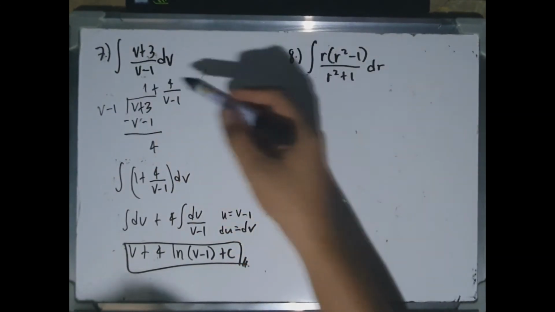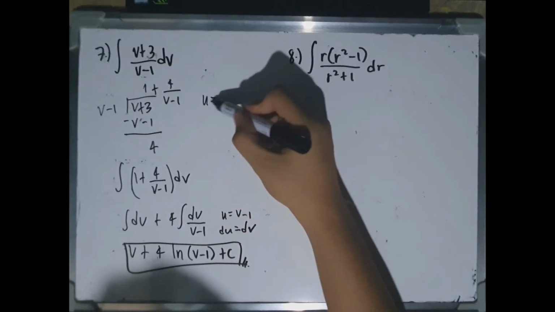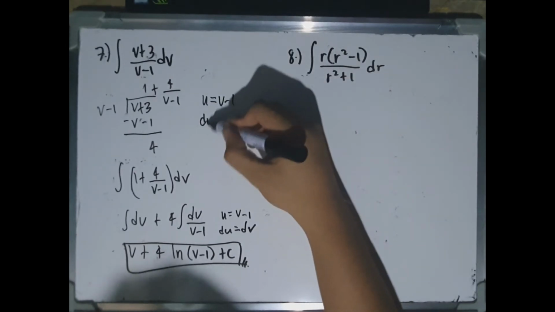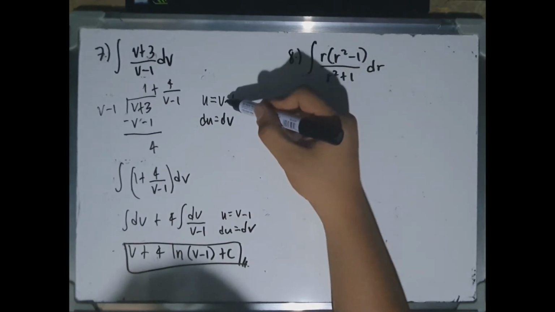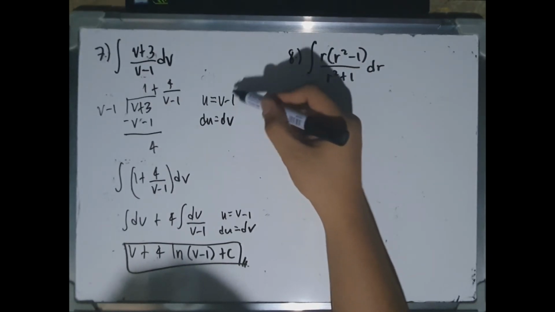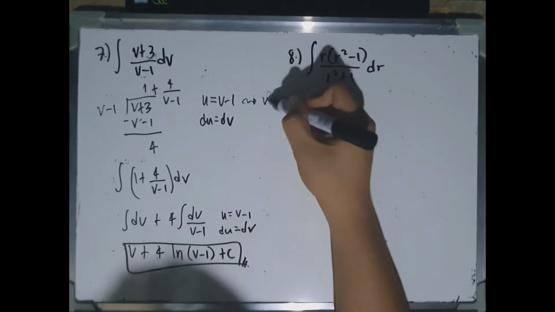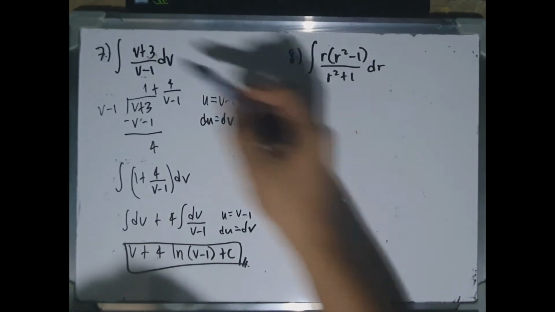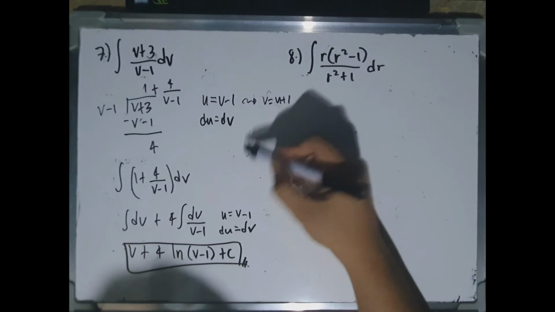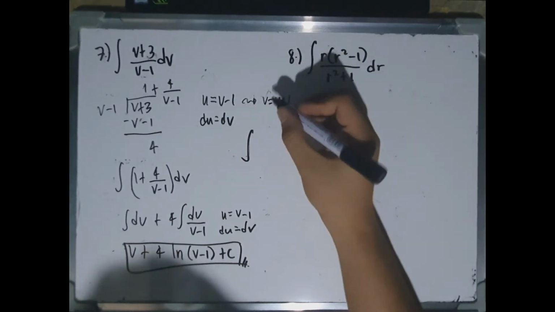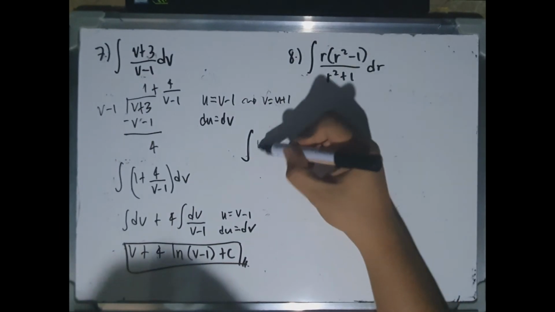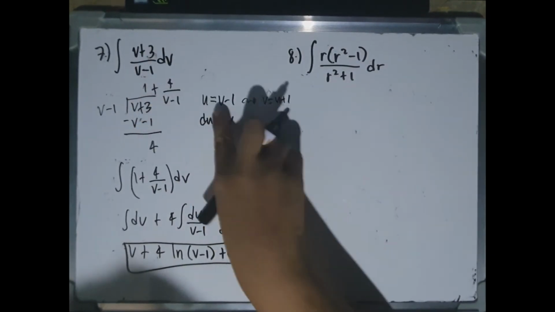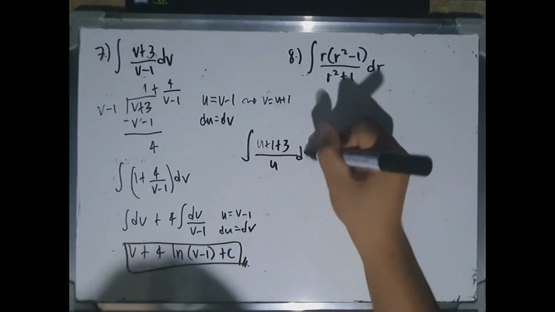So we could transform it if we choose the denominator v minus 1 as the u, then du will be dv. We could replace the value of v as u plus 1. Okay? So, substituting this to our original problem, we have the integral of the v here, which is u plus 1, plus 3 all over v minus 1, which is u, dv.